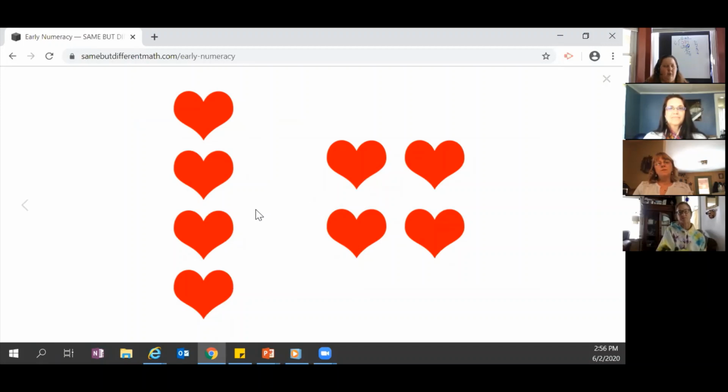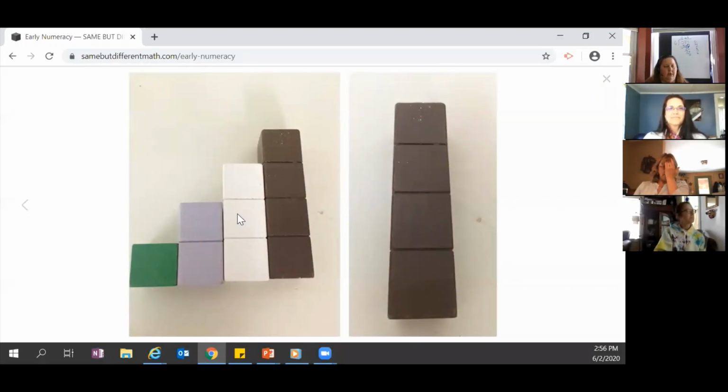And so we might work on subitizing. And subitizing is seeing a group of objects without having to count them. So I know that this is four without having to say one, two, three, four. We do a lot of that work with dice. So same but different. This looks like it's one column from here, but this one has other columns. It almost looks like a graph.